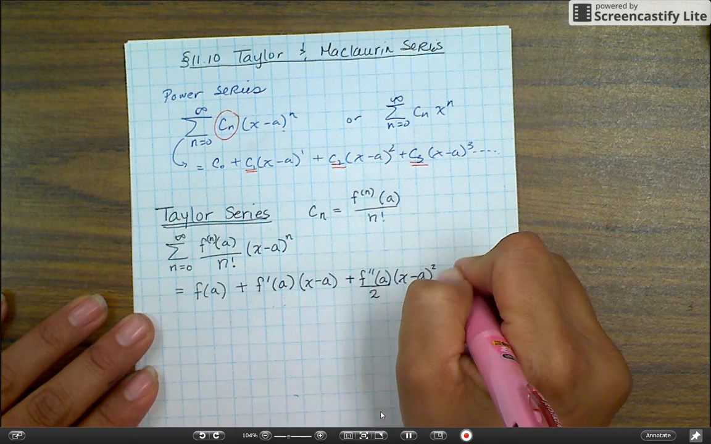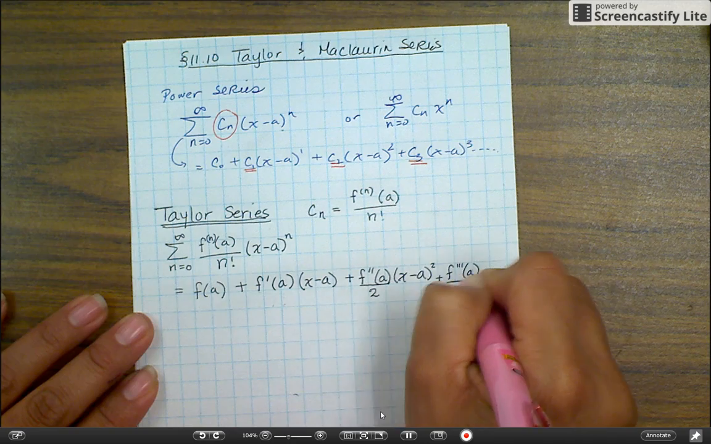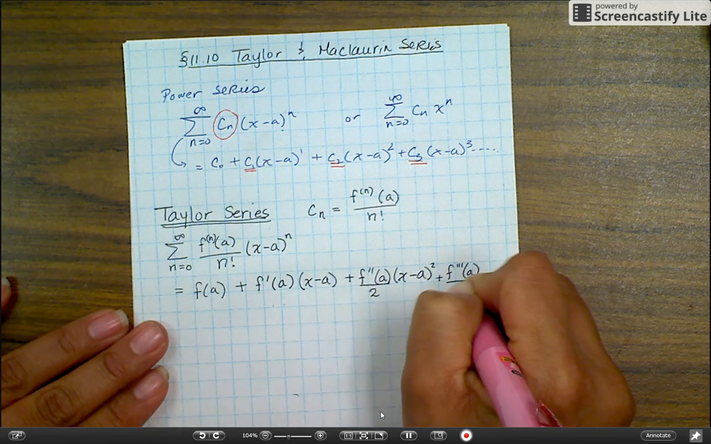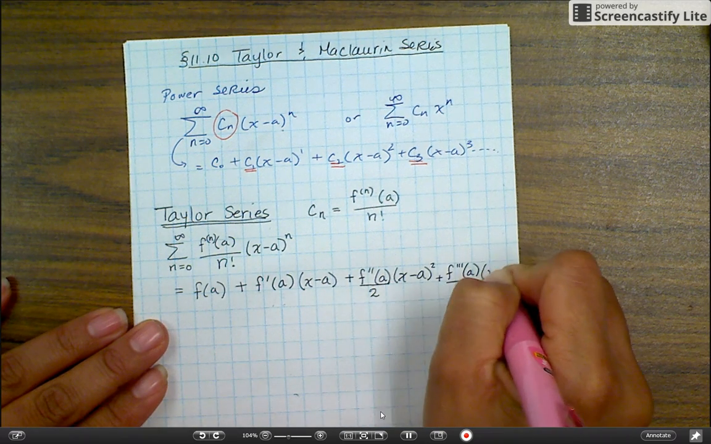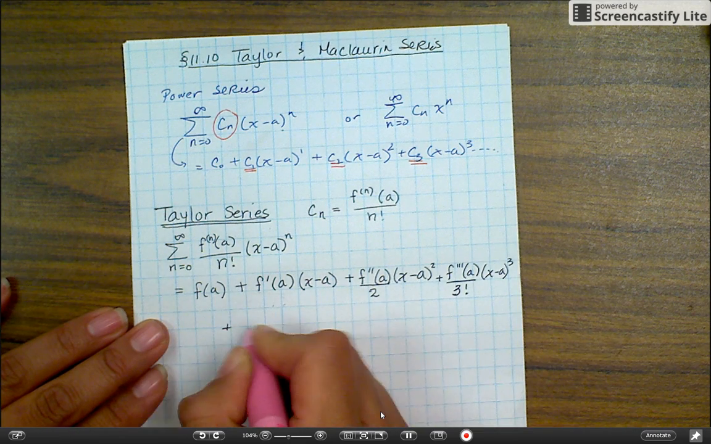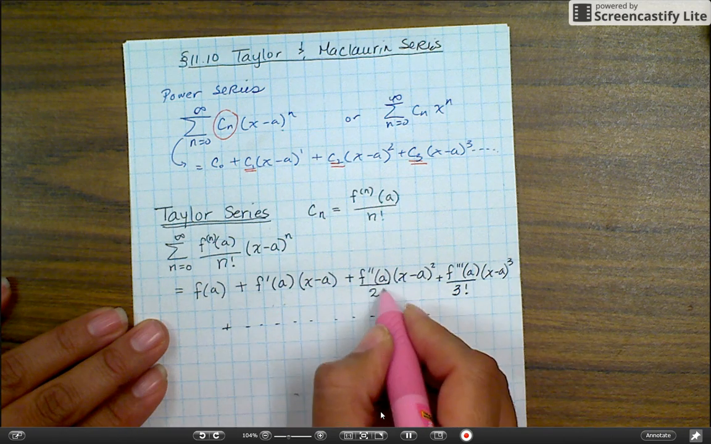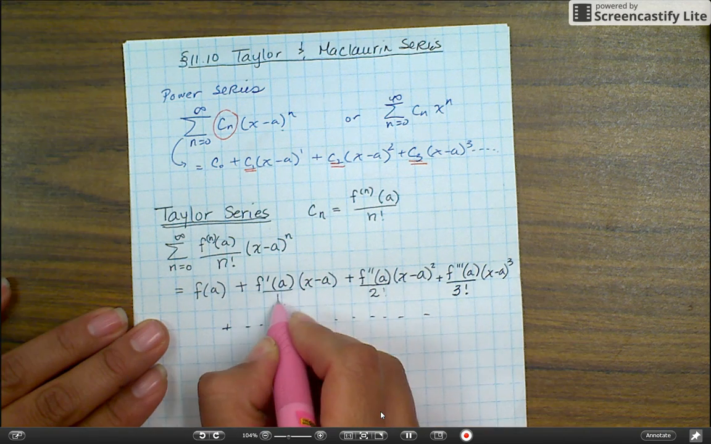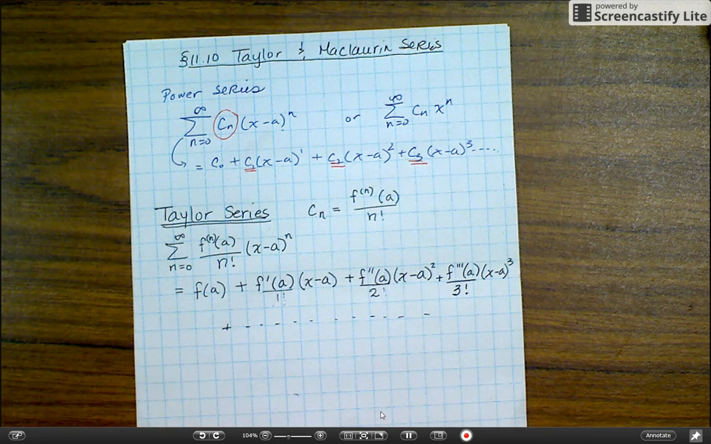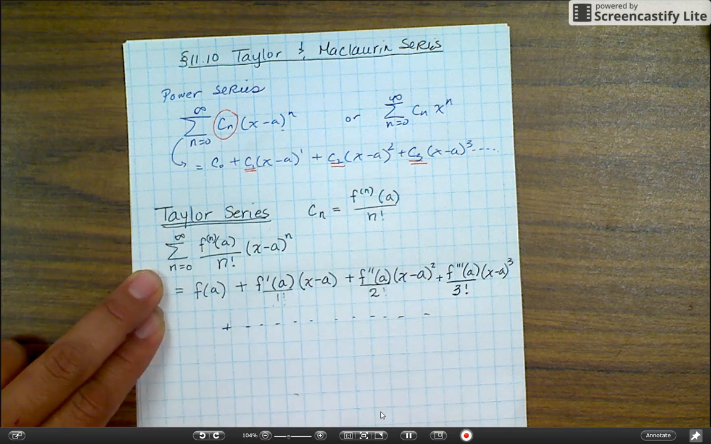Plus f triple prime evaluated at a, divided by 3 factorial, times (x minus a) cubed, plus on and on and on. Do not forget that we're doing factorial, so on and so forth. Okay, that is what the Taylor series is, and this is called the Taylor series expansion.